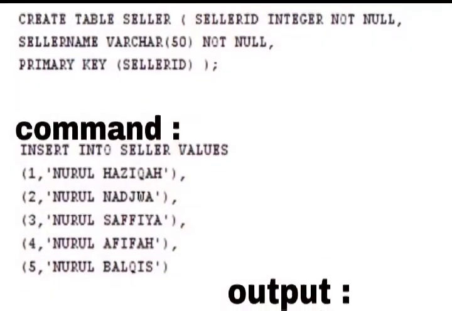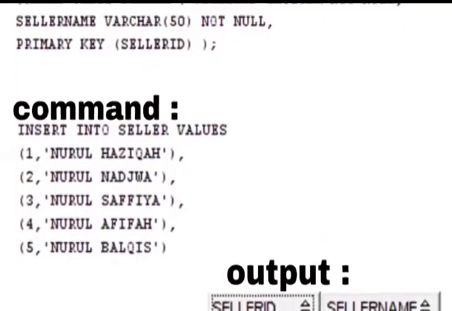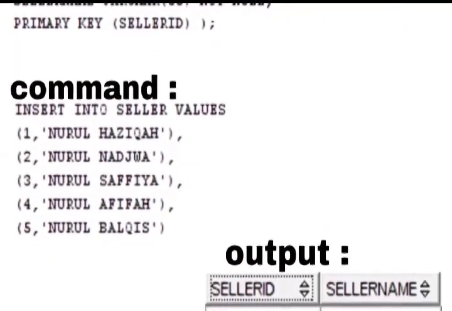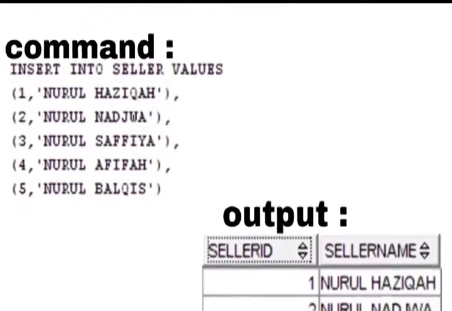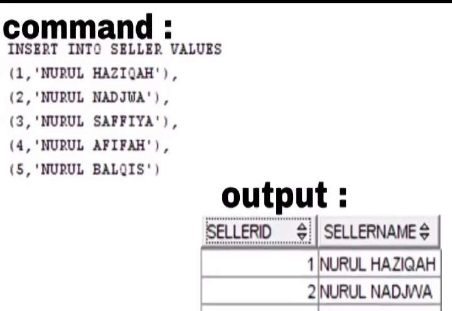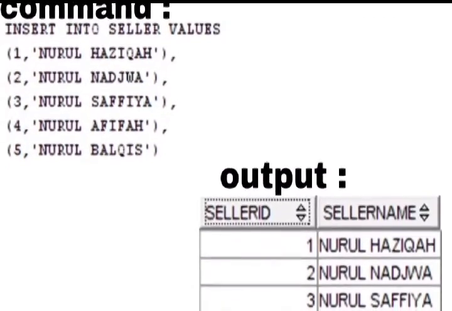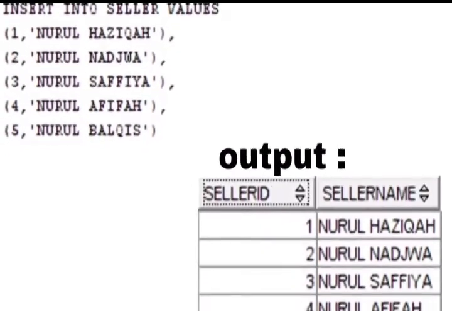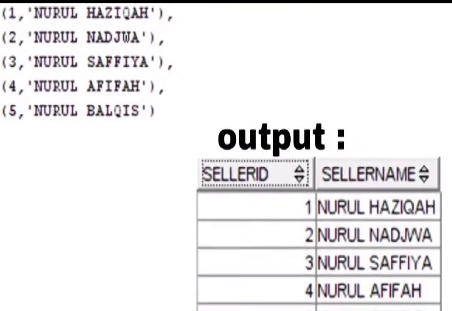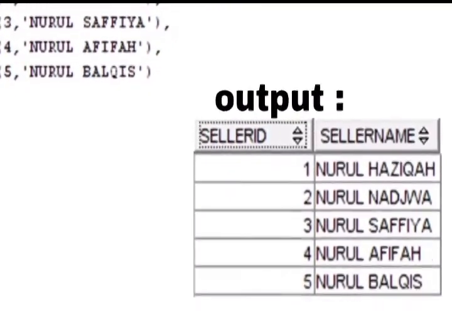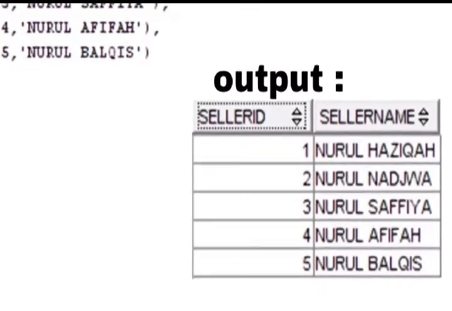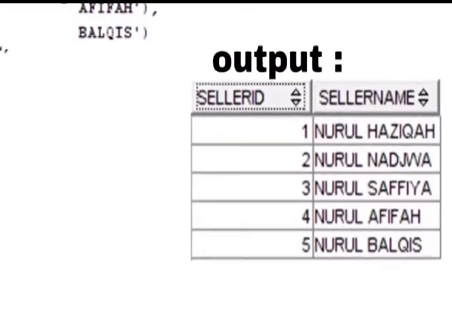Today I will present database implementation section A, DDL, data definition language. To create table seller, there are two attributes. First is seller ID as the primary key, and seller name. Insert values to the table seller. There are 5 sellers of the Branca.Kl, and those are the output of the sellers. First Nurul Hazika, second Nurul Najwa, third Nurul Safia, fourth Nurul Afifah, and the last one is Nurul Balkis.